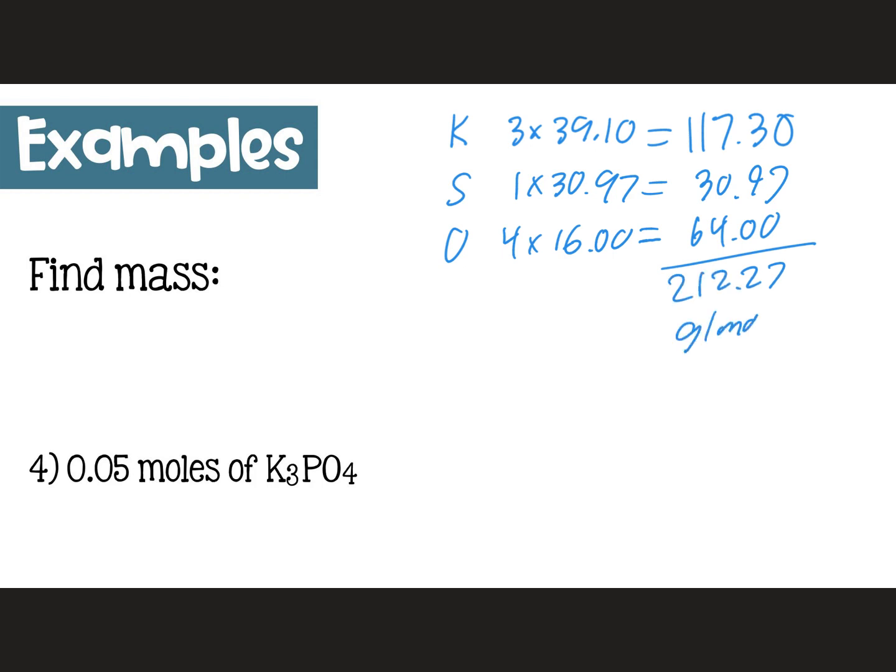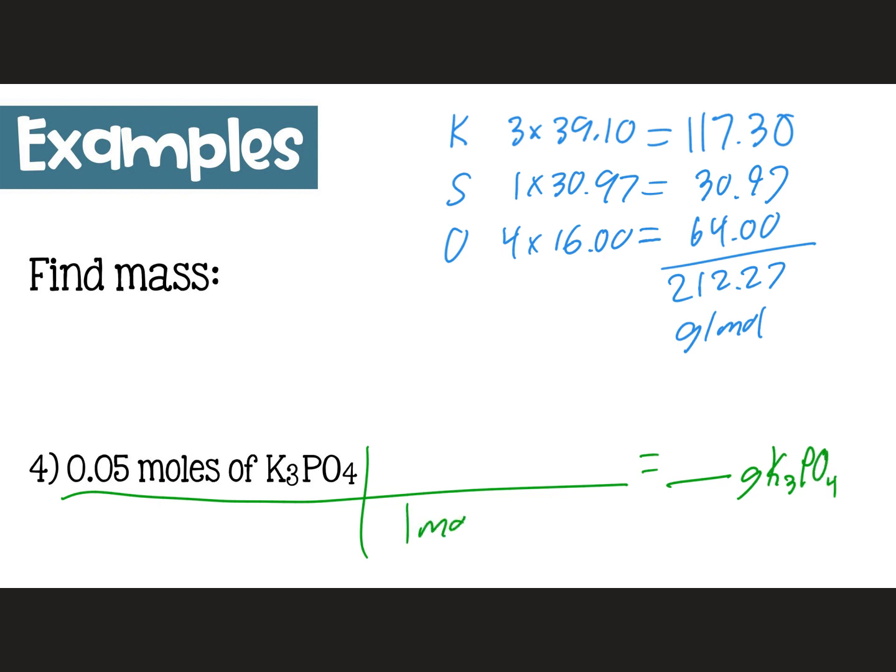Now let's convert 0.05 moles of potassium phosphate to grams of potassium phosphate. First of all, we need to put 1 mole on bottom to cancel out the moles on top. Therefore, the 212.27 grams of potassium phosphate will go on top. We will multiply the top and divide the bottom to get our final answer.